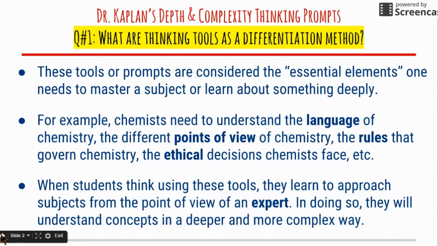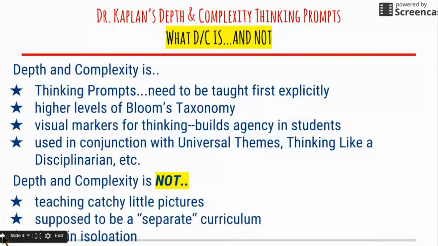When we apply this to the classroom, students use these tools and they learn how to approach these subject areas from different points of view, from the point of view of an expert. And in doing so, they're able to go deeper and learn in more complex ways. Depth and complexity helps students get to those higher, broader levels of thinking.